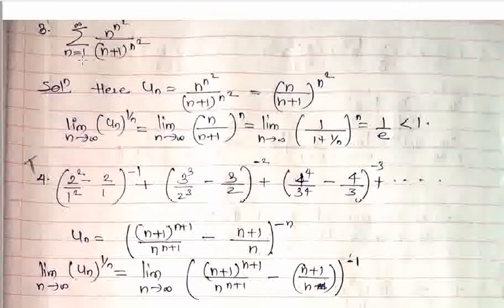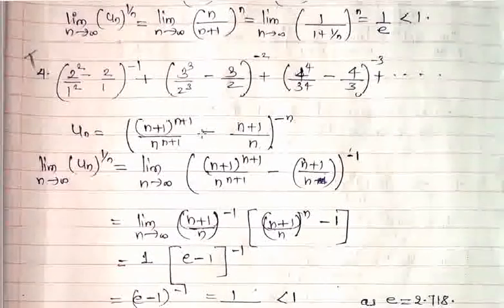Next, the sum between 1 and infinity of n to the power of n squared divided by (n plus 1) to the power of n squared. Here un is this function, which can be written as the whole bracket to the power of n squared. You take this un and plug it into the formula. So n squared divided by n is n. You can take out the common n, cancel it down, and this is 1 divided by e, which is less than 1. So it converges.